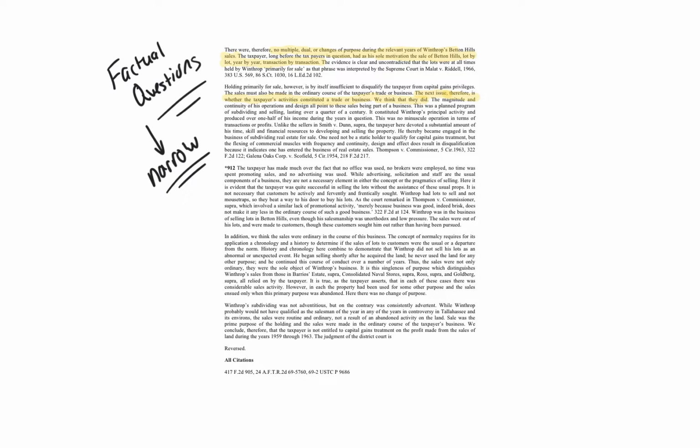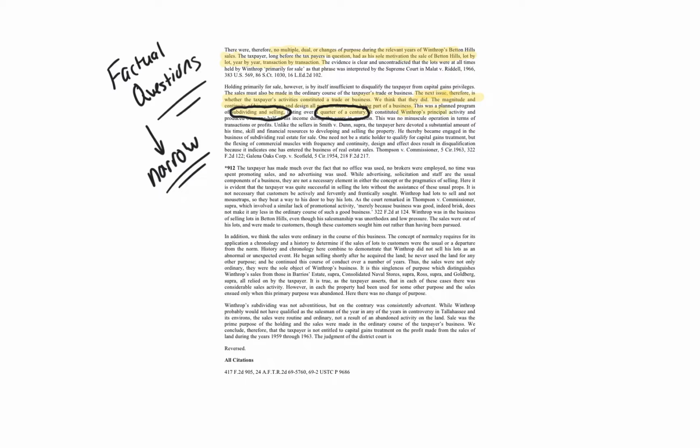The magnitude and continuity of his operations and design all point to these sales being part of a business. That's obviously part of those factors. It makes up a few of the 7 factors. This was a planned program of subdividing and selling, again important, lasting over a quarter century. So it actually took place over time, over multiple years. They're looking at the activities, which we just saw, subdividing and selling. We're looking at the length of time, how long this has been going on, a quarter century. Let's continue on. It constituted Winthrop's principal activity. So this actually was his principal activity.